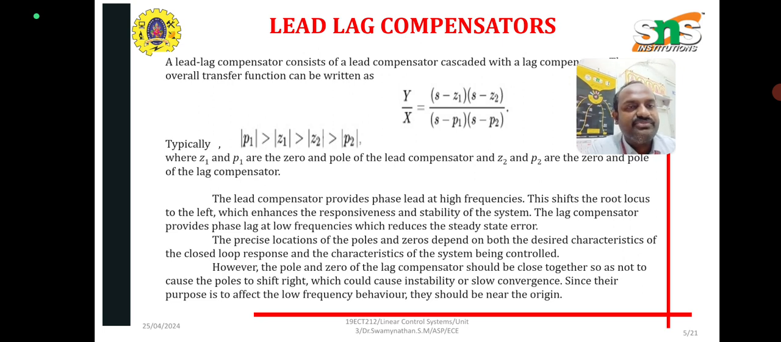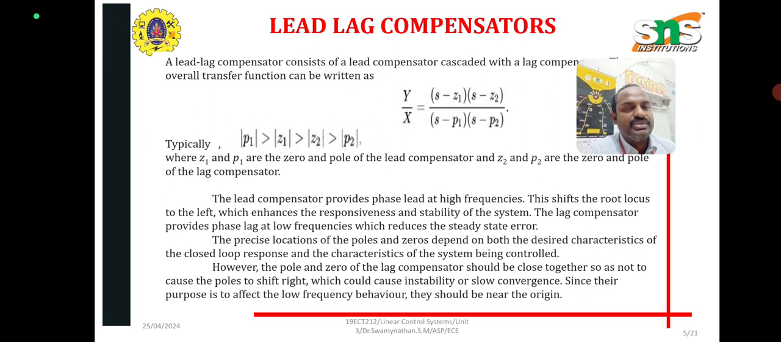The lead compensator provides a phase lead at high frequency. This shifts the root locus to the left, which enhances the responsiveness and stability of the system. The lag compensator provides a phase lag at low frequency, which reduces the steady state error. That is the main thing.